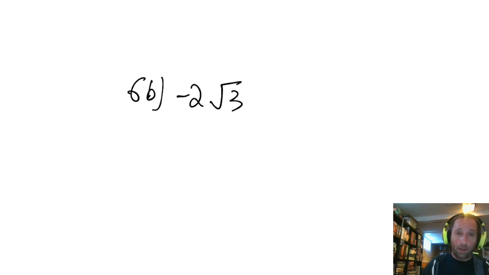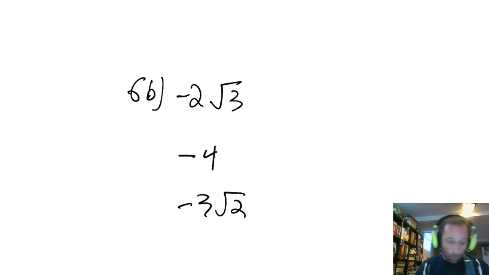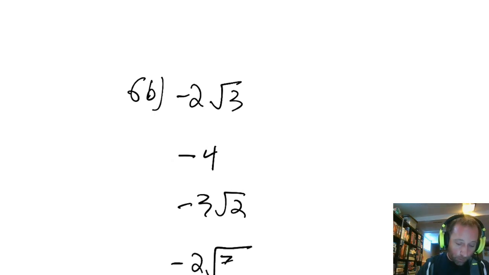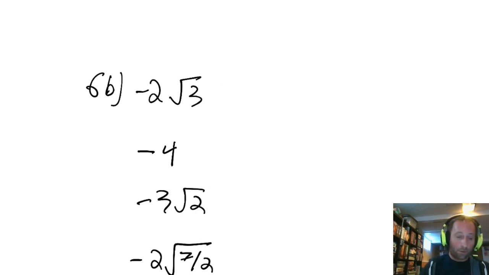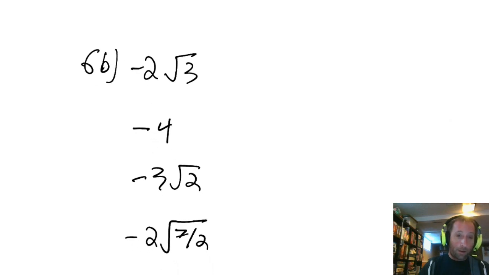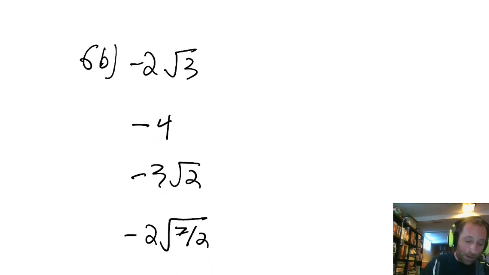6b. So we're given 3 different expressions. We have negative 2 root 3, we have negative 4, we have negative 3 root 2, and we have negative 2 root 7 over 2. And we're being asked to order those from least to greatest.